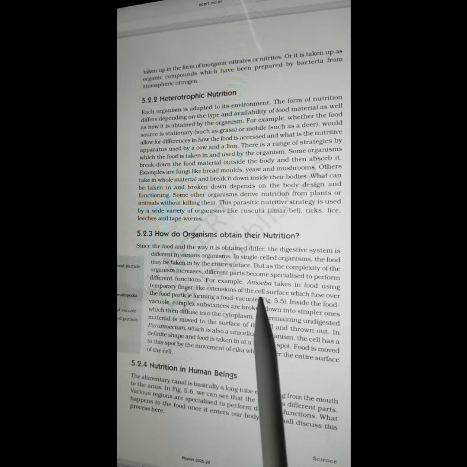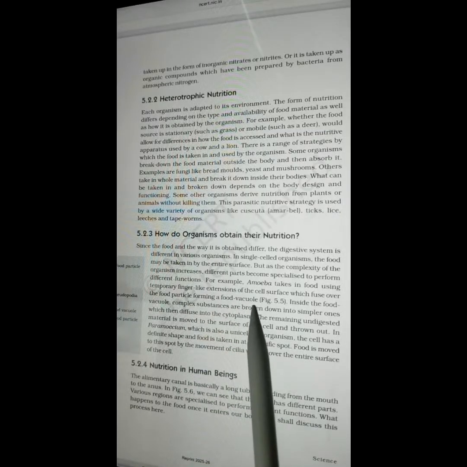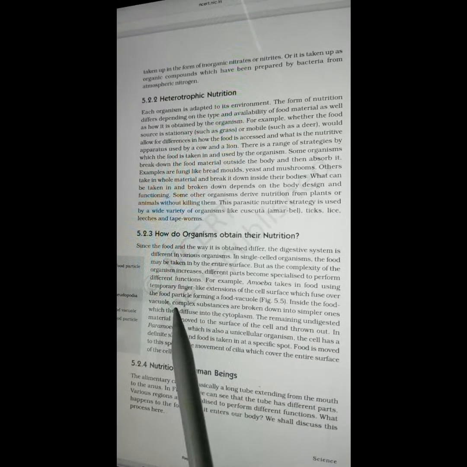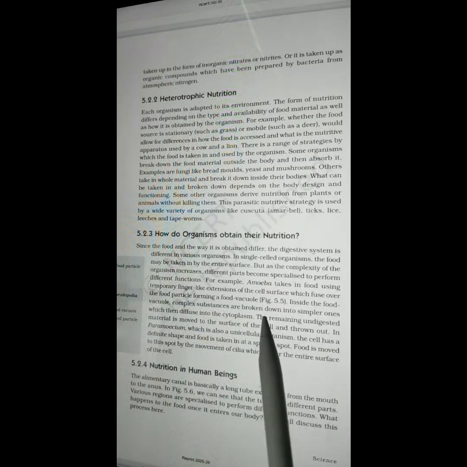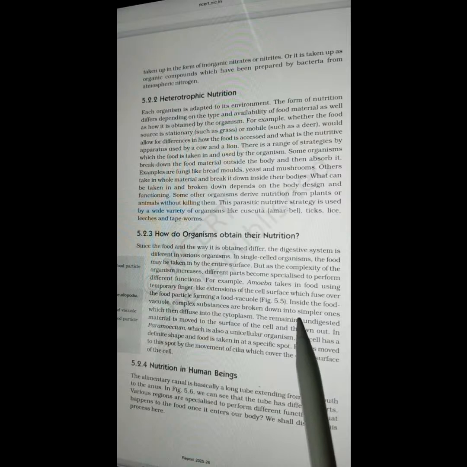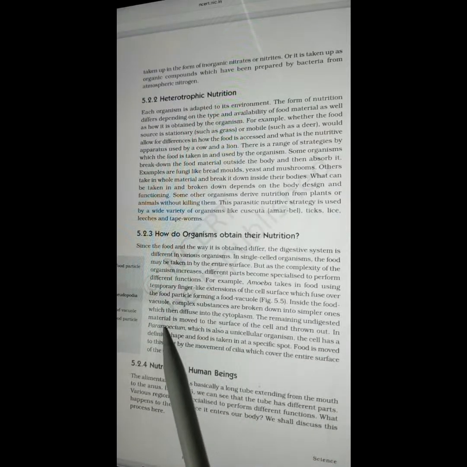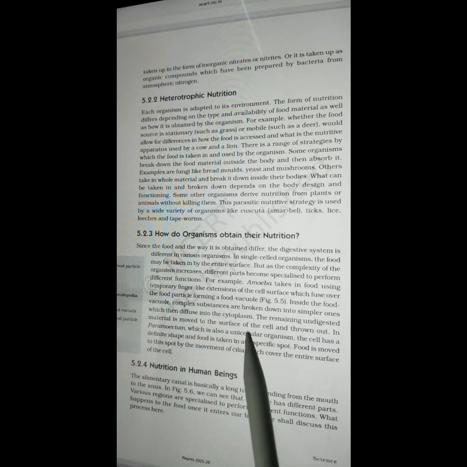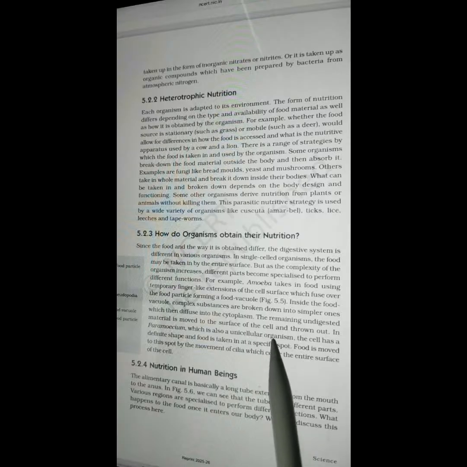For example, amoeba takes in food using temporary finger like extensions of the cell surface, which fuse over the food particle, forming a food vacuole, as seen in figure 5.5, the amoeba one, which is given on the left side. Inside the food vacuole, complex substances are broken down into simpler ones, which then diffuse into the cytoplasm. The remaining undigested material is moved to the surface of the cell and thrown out.